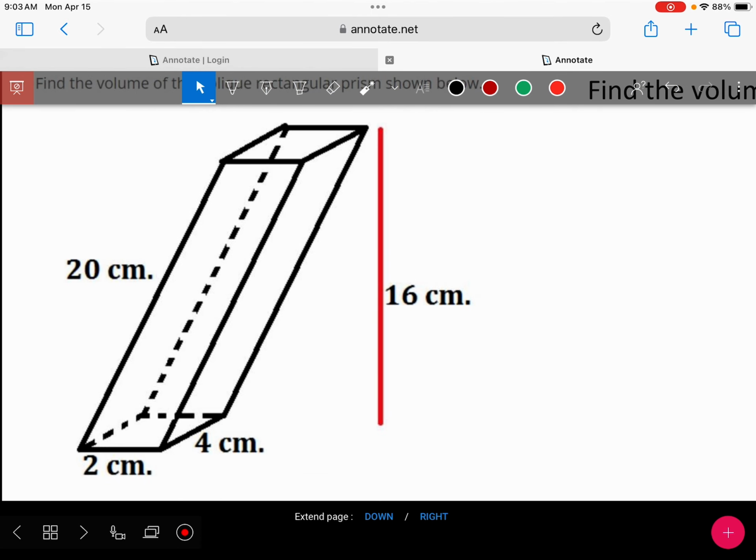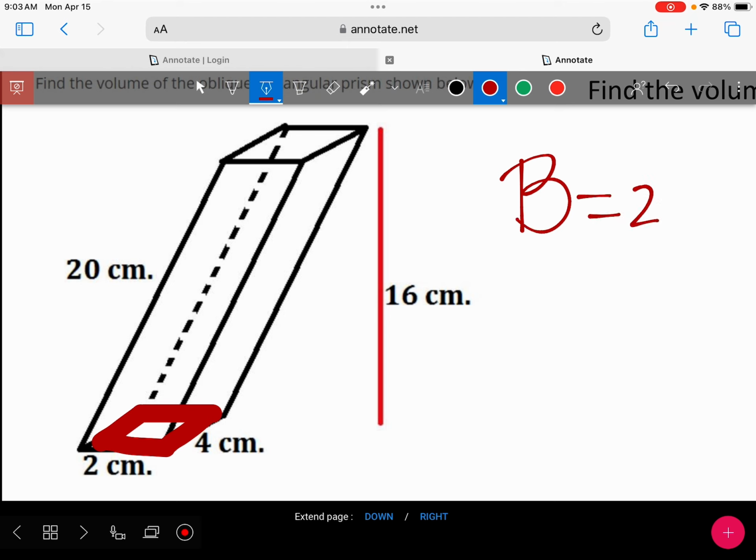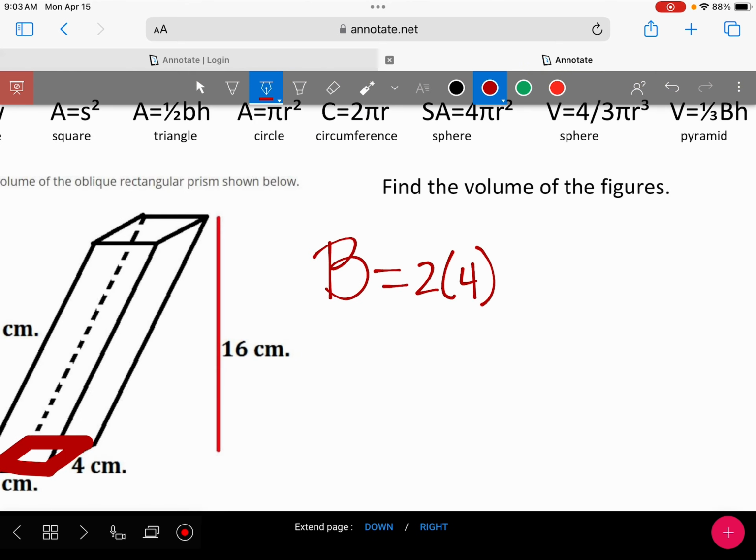Right, so the first thing you want to do is find the area of the base. So that would be here. And again, this is a rectangle. So to find the area of the base, you would just take 2 times 4. So go ahead with your calculator if you need to. Multiply 2 times 4 to get the area of the base.